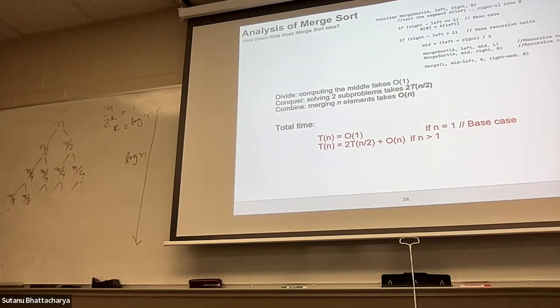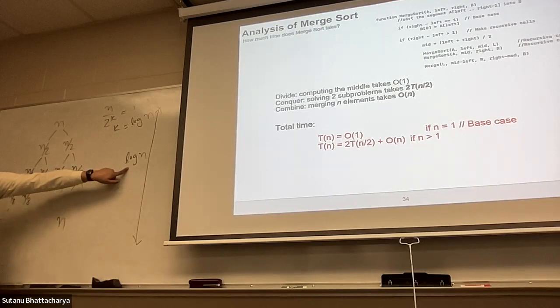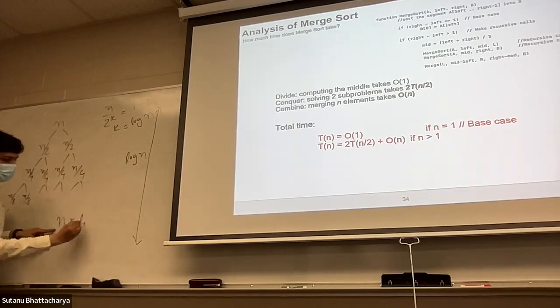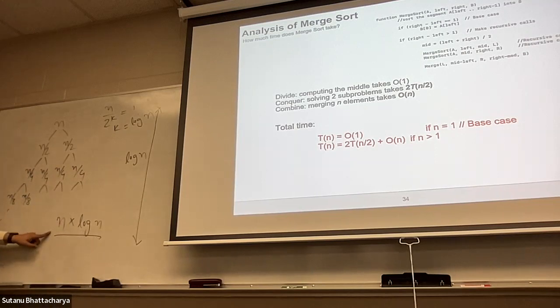In each level, you have solutions of size n by 8, n by 8. You need to merge them. Right? So every level you need to perform merging. And what is the time complexity for merging? N. So every level you need to perform n task. And total levels is height of the tree, that is log n. So total time is n multiplied by log n. That is n log n.